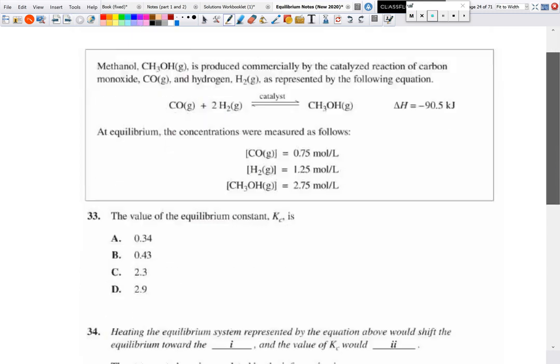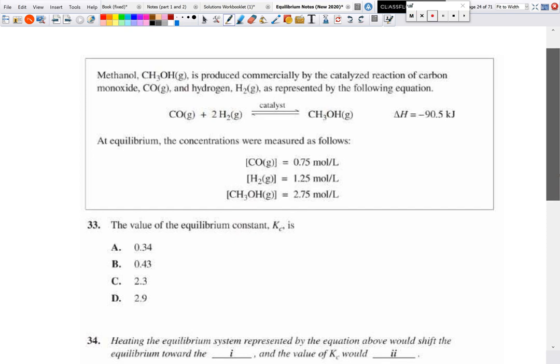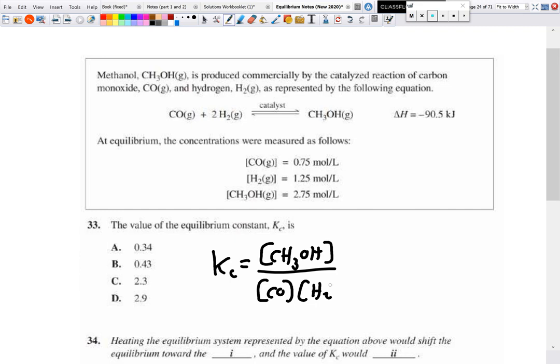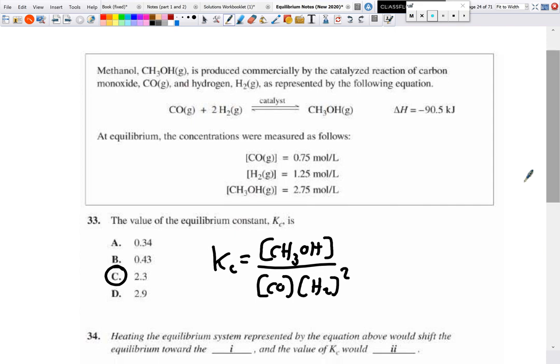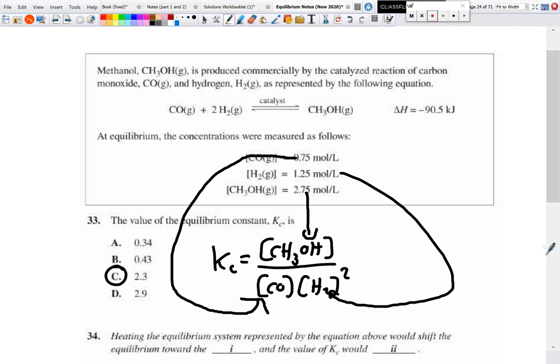Alright, and our last page. So same thing, if you want to just kind of pause the video and go through these if you can. But either way, we have methanol produced here, we have our reaction, we have equilibrium concentrations measured as the following. So of course with this one here, all you're really doing is putting in, you're asked to evaluate for the equilibrium constant. So we write out our reaction, it looks like this. We plug in our values, and when you're done, hopefully you get C. Alright, because this goes here, this goes here, don't forget the squared, and that goes in there.